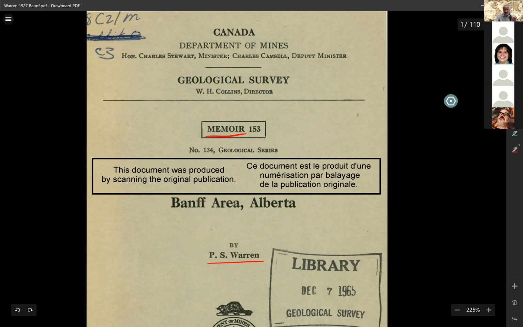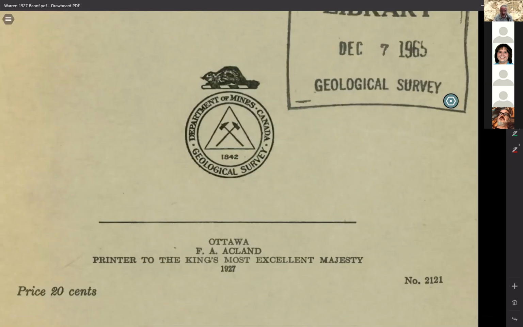The author of this memoir is P.S. Warren, Percival Sidney Warren. He was a U of A geologist and head of the geology department in the 1920s and 30s, a very famous geologist in his own right, and he did this work in partnership with the Geological Survey of Canada, going back to 1927. The reason I bring this all up is because you can actually go to the Geological Survey of Canada, and I'll just show you where to do this.